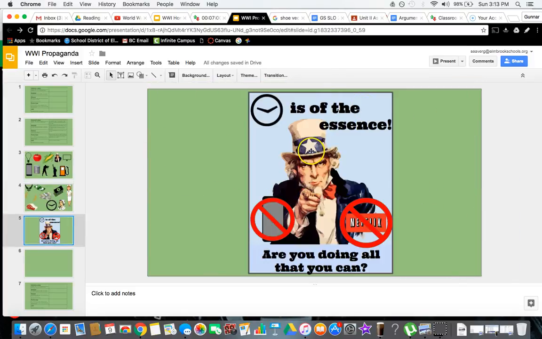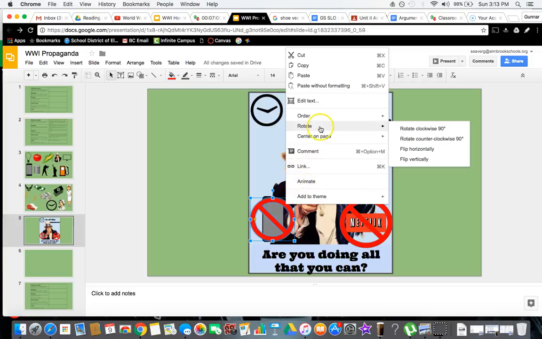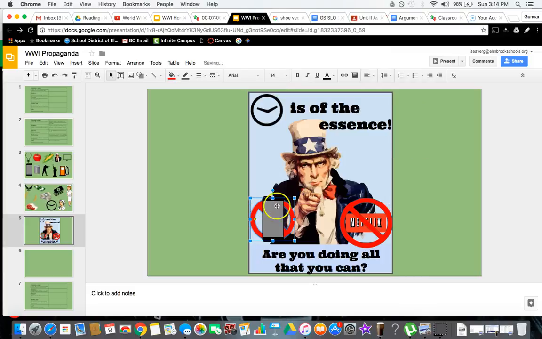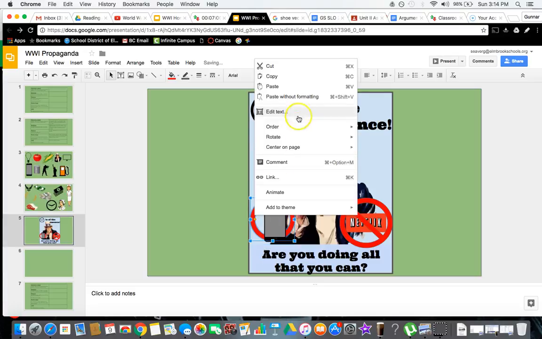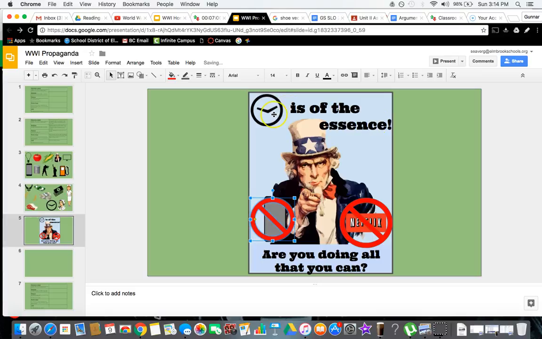Also, if you can't get the words to go over some of these images, right click on them, look at the order, and you can send backward or bring to front. If I click send backward, it's going to bring the iPhone up in front of this. But if I click on it again, go to order and bring to front, it's going to bring it forward. So you can order these on a Google Slides presentation. I'm sure you know that already, but I just wanted to make note of it.